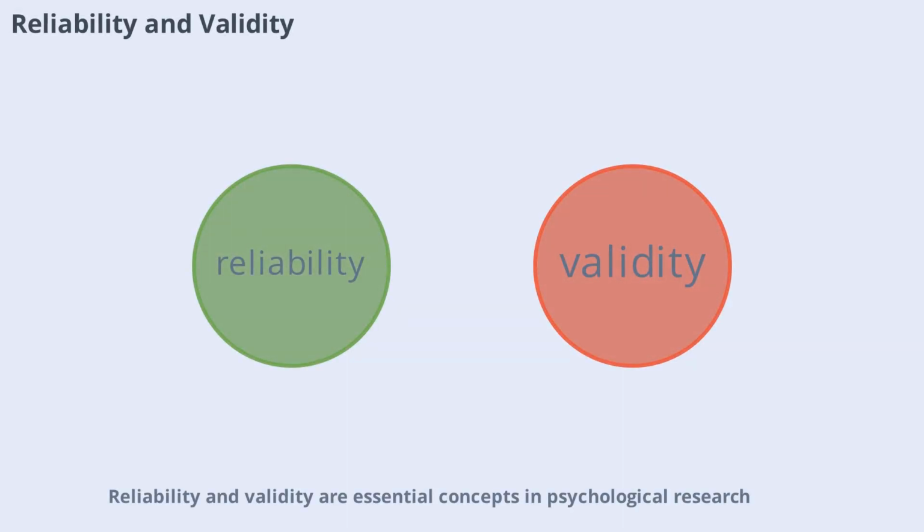Reliability and validity are essential concepts in psychological research. Reliability refers to the consistency of a measure, while validity concerns whether the measure actually assesses what it claims to. In abnormal psychology, reliable and valid assessments are crucial for accurate diagnosis and research findings. Researchers use various strategies such as test-retest reliability and construct validity to ensure their tools are trustworthy.